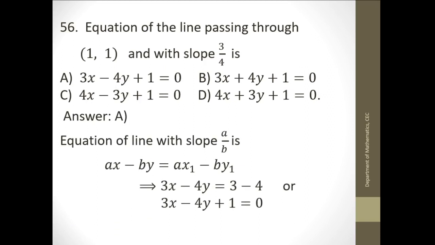See this, equation of the line with the slope a by b is ax minus by. Equation of the line with the slope 3 by 4 is 3x minus 4y. First this one, 3x minus 4y. Then substitute x1, y1 value, that is 1, 1 here. 3x minus 4y, 3 minus 1 minus 4, that is minus 1. So, therefore, it is answer A.